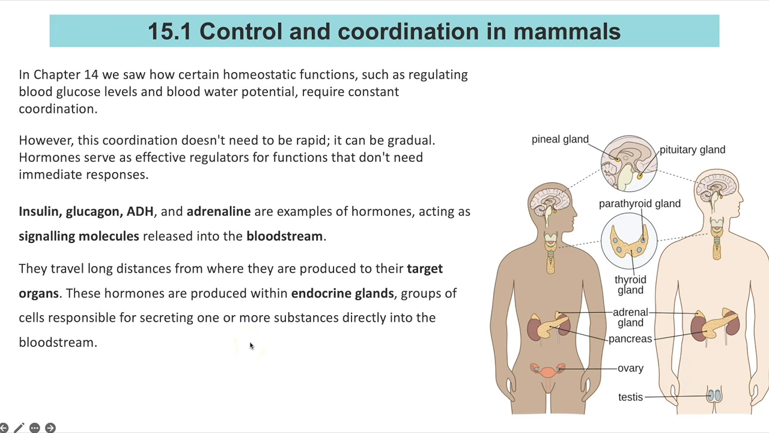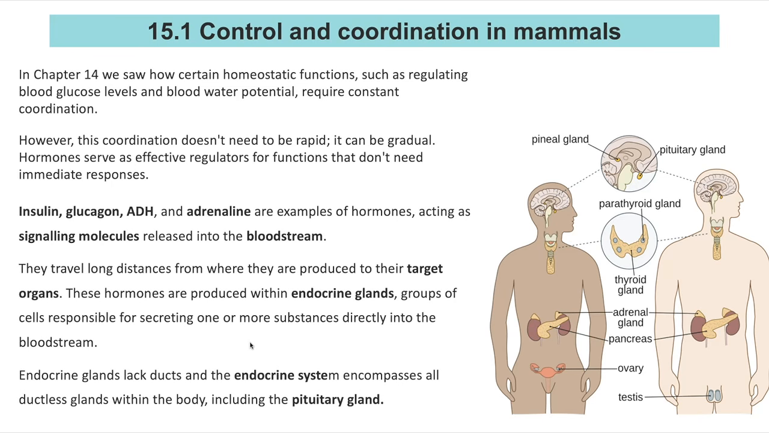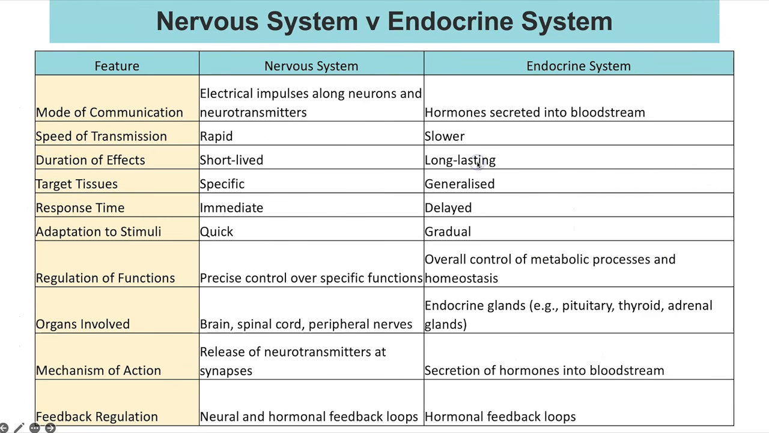And these hormones are produced within endocrine glands, which basically means a gland that produces a hormone, and groups of cells responsible for secreting one or more substances directly into the bloodstream. Endocrine glands lack ducts, and the endocrine system encompasses all those ductless glands within the body, including the pituitary gland, which we can see at the top just here within the brain. So if we have a look at the nervous system compared to the endocrine system, I've put together this summary table for you so you can screenshot it, print it out and put it into your notes, or maybe turn it into flashcards.